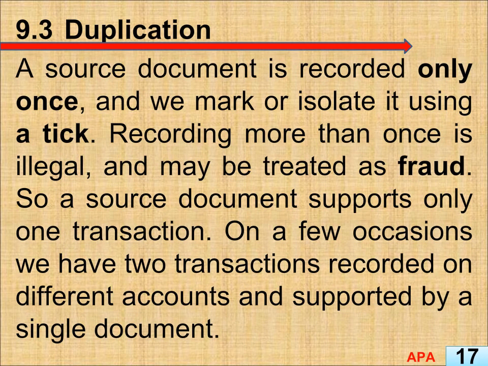Section 9.3. Duplication. A source document is recorded only once, and we mark or isolate it using a tick. Recording more than once is illegal, and may be treated as fraud. So a source document supports only one transaction. On a few occasions we have two transactions recorded on different accounts and supported by a single document.